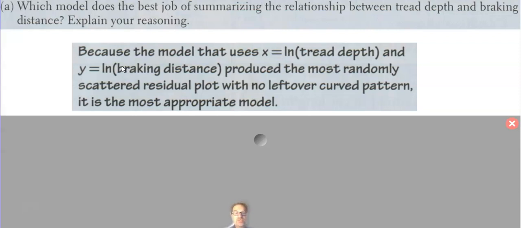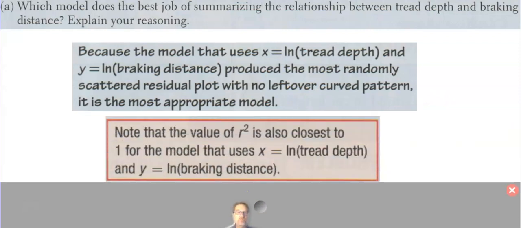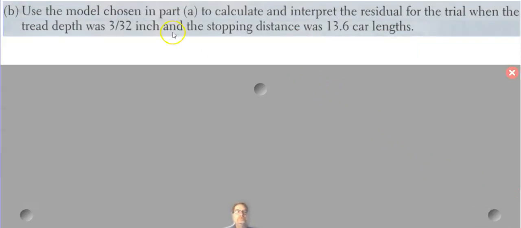Because the model that uses x equals the natural log of tread depth and y equals the natural log of braking distance produced the most randomly scattered residual plot with no leftover curve pattern, it is the most appropriate model to use. Also, its R squared was closest to 1. Use the words they use: I'm going to say it did the best job summarizing. So it is the most appropriate model to use.